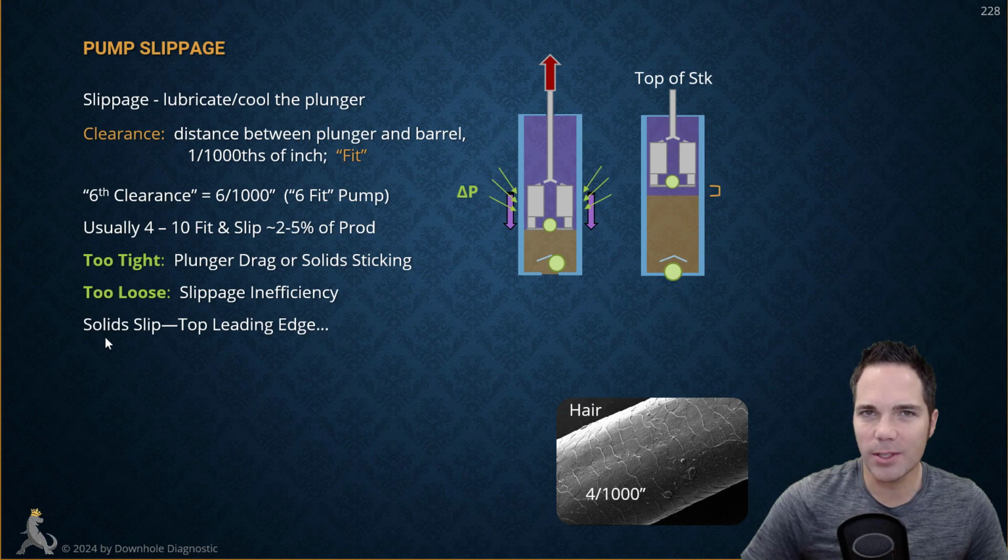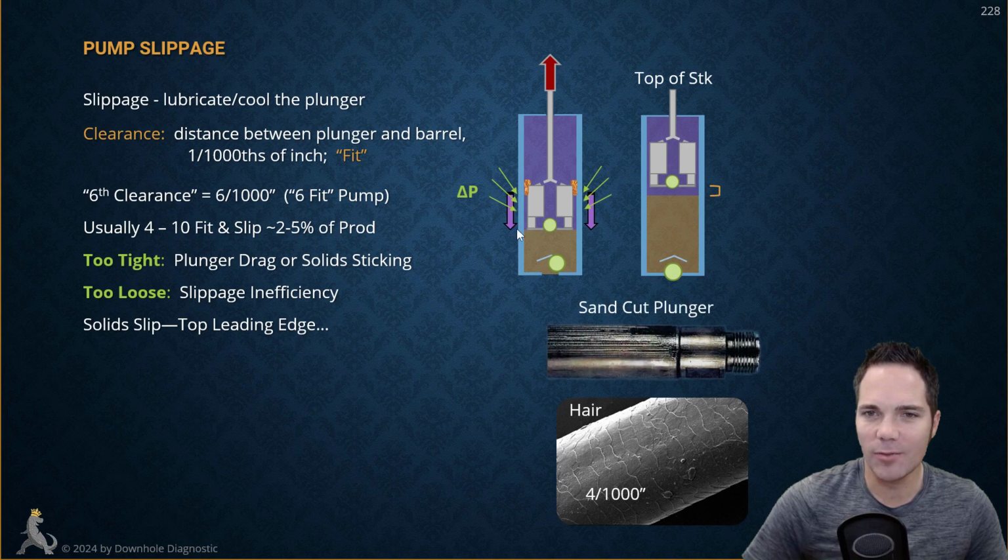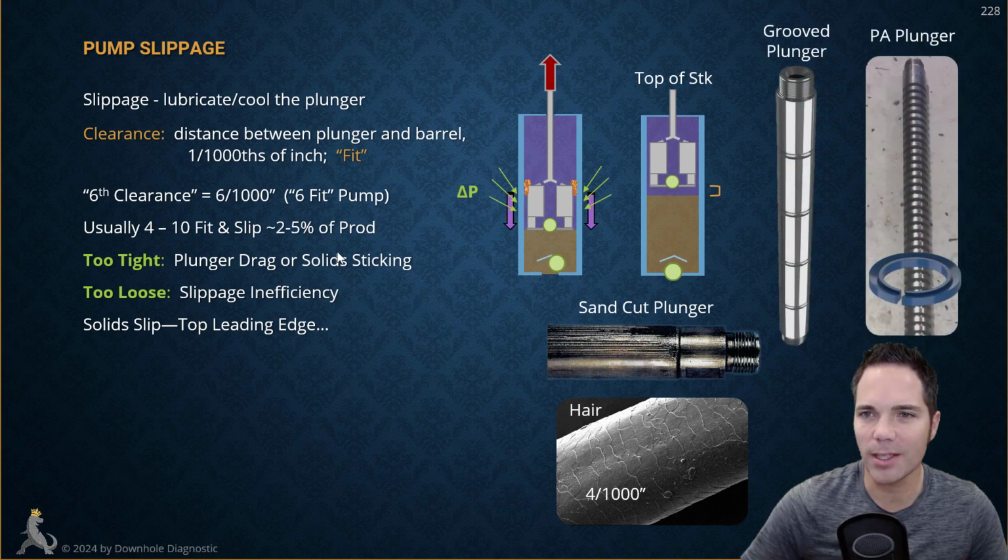In solid slip too, as the fluid is slipping down due to that pressure differential, any solids that are in the fluid are also going to try to slip down and wedge themselves between the plunger and the barrel. And you've probably seen many examples of plungers that are cut up, just scored, due to the sand that was being cut up as it was grinding between the plunger and the barrel. And if you get enough solids down in there, you can stick your plunger and it'll stop completely moving.